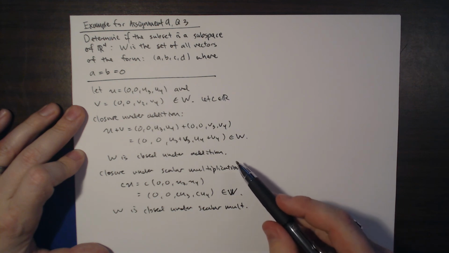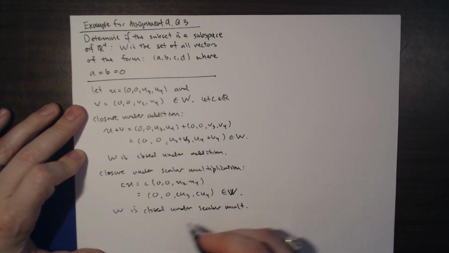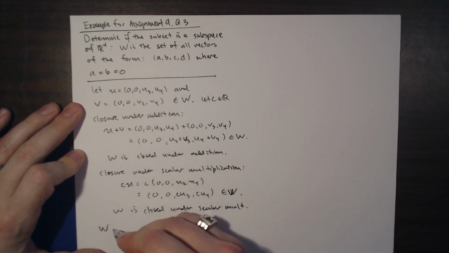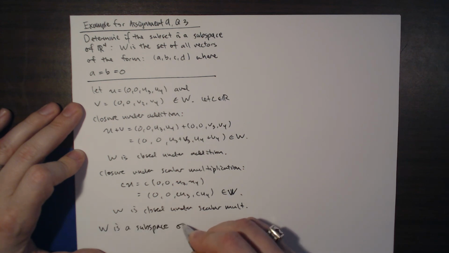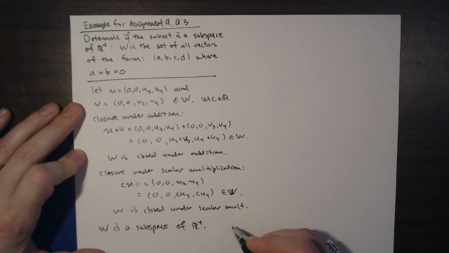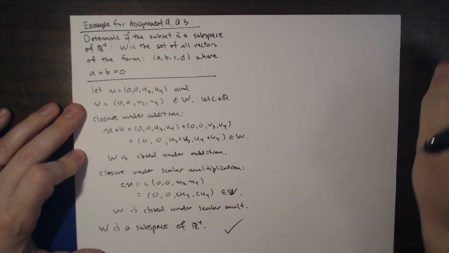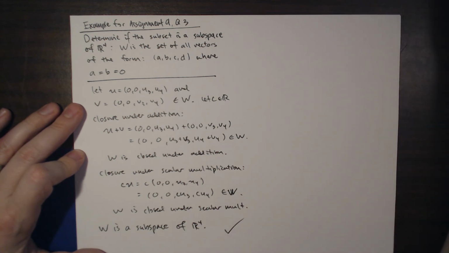Excellent. So it's closed under addition, closed under scalar multiplication. Therefore, W is a subspace of R4. And that's what we were looking to show. If you have any questions, please let me know.